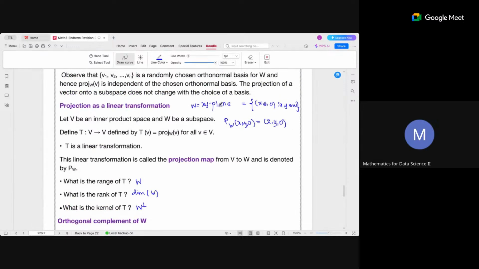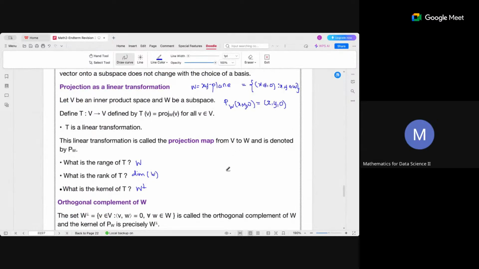So for this case, the XY plane, what is W perp? Can you tell?